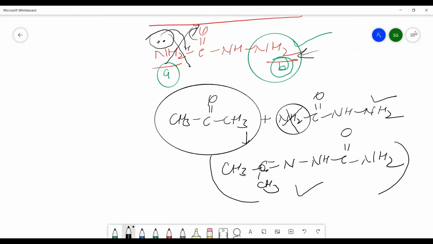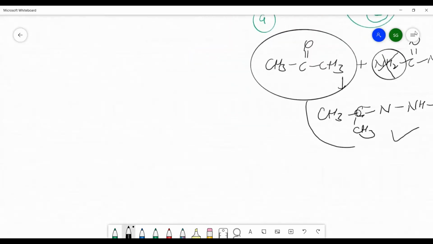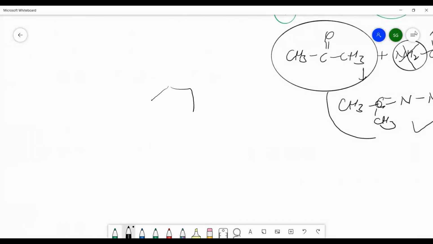So you can try the NCERT question that is based on this topic. That is question number 5, where you have to write down the cyclopentanone oxime, cyclopropanone oxime. So this is cyclopropanone. To make its oxime, it will react with NH2OH. So you may write the reaction likewise.